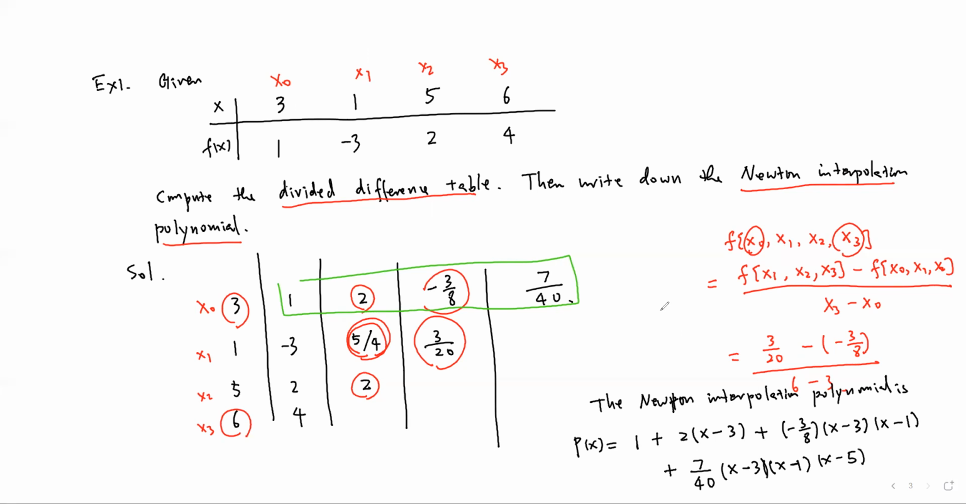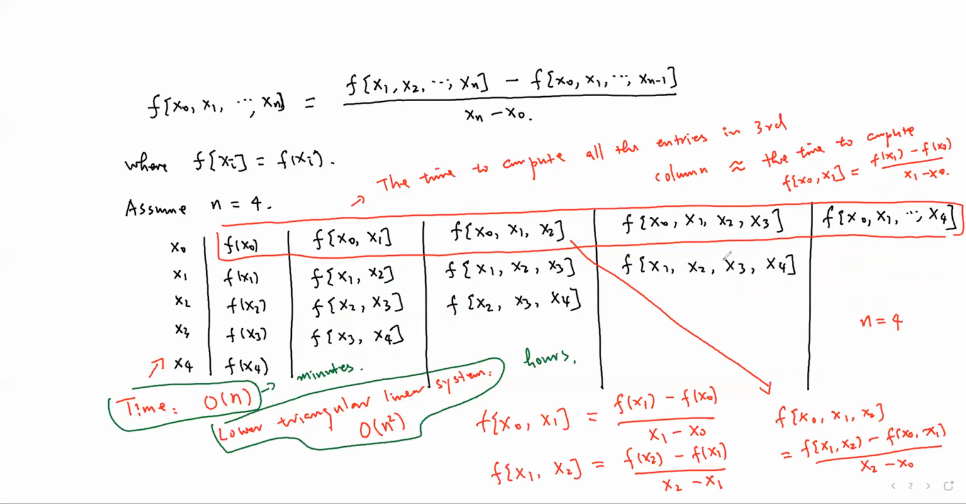This is topic one. In this topic, I introduce a new process to compute the coefficients of the Newton interpolation polynomial. This process is very fast. The computational time is just order n. One order lower than solving a lower triangular linear system. Much faster.